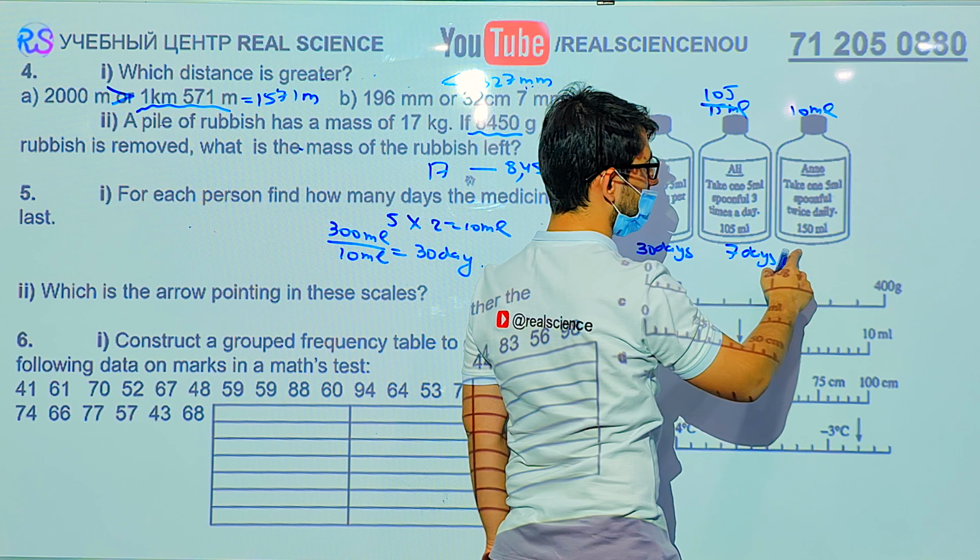So what was the question? For each person, find how many days the medicine will last. So we have done it. 15 days, 7 days, 30 days, right? Which is an arrow pointing in these scales, so you have to find this place.